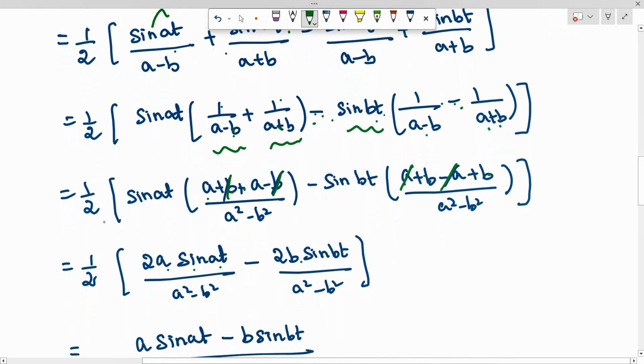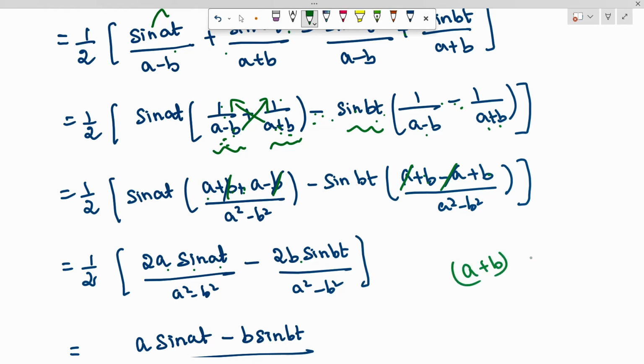Now 1 by 2 into sine at into, now taking cross multiplication for these two terms, we are getting a plus b plus a minus b. This term goes to here, this term goes to here. a plus b plus a minus b divided by (a plus b) into (a minus b). (a plus b) into (a minus b) is a square minus b square. We know the formula: (a plus b) into (a minus b) is nothing but a square minus b square.